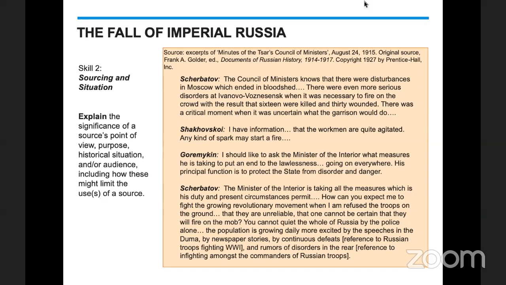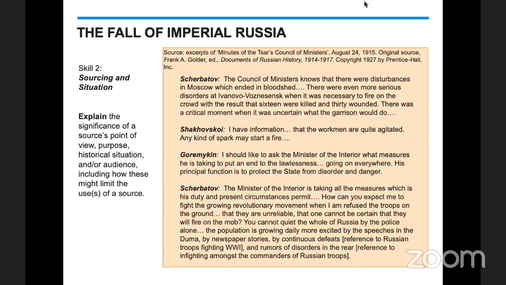And this is Shcherbetov. So I'm going to pause for a second here. This is kind of a complex text because of how these Russian ministers speak, sometimes in third person. So Shcherbetov is the Minister of Interior, okay? So he's going to speak somewhat in third person here. So here it is, Shcherbetov.